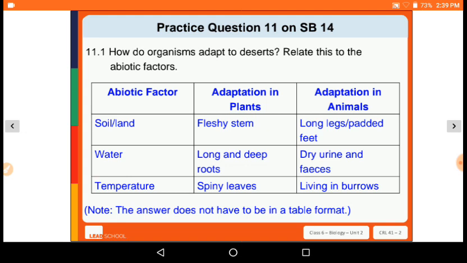So abiotic factors: soil and land, water, and temperature. In soil, the adaptation in a plant is a fleshy stem, and in animals it is long legs and padded feet. Same in water: in plants, long and deep roots; in temperature, spiny leaves. Hence, the adaptation in animals for the water factor is dry urine and feces, and for temperature, animals living in burrows.